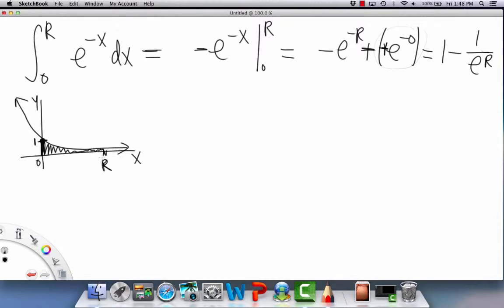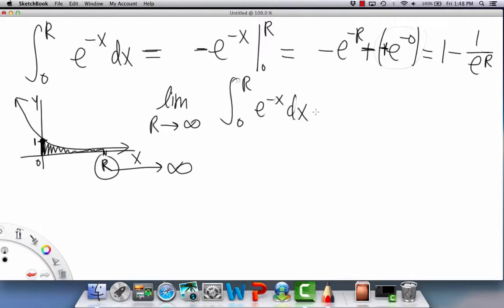Now let's say this r, we're going to move it all the way to positive infinity, so it just keeps going on and on and on. So we're going to take the limit as r approaches infinity of this integral, because we want to know what the area is as r goes to infinity. So we have the integral from 0 to r of e to the negative x dx. This is what we're interested in now.